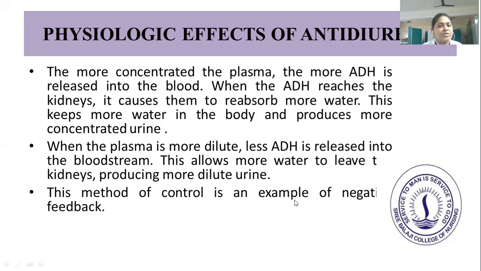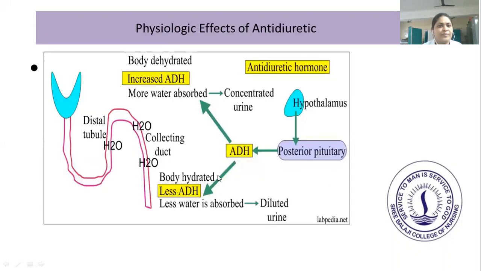This method of control is known as negative feedback. So you can see in this picture that from the hypothalamus, the pituitary gland is secreting the antidiuretic hormone. If the antidiuretic hormone is increased, automatically the body increases antidiuretic hormone, that leads to more water absorption, and the patient will have a more concentrated urine, and the body will become dehydrated.